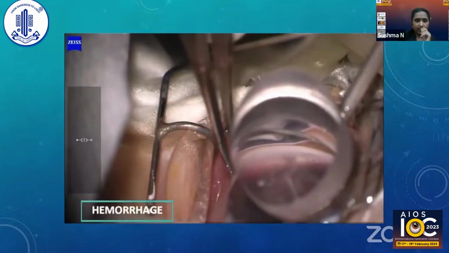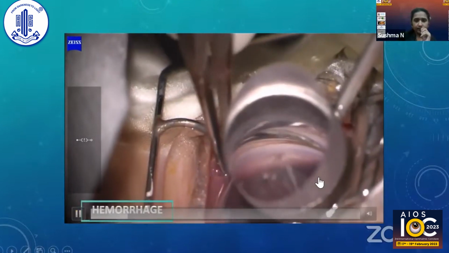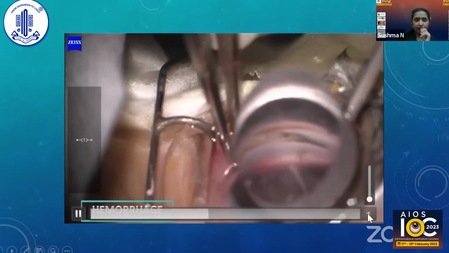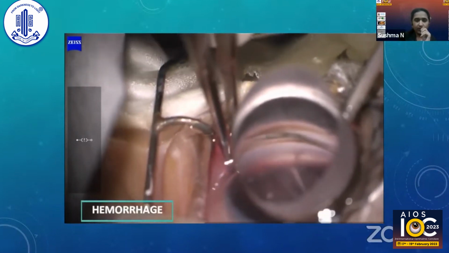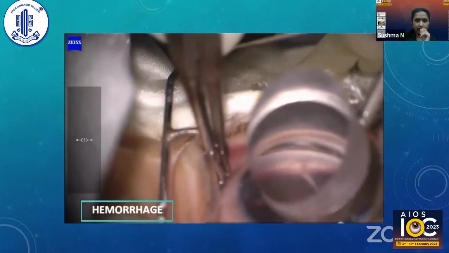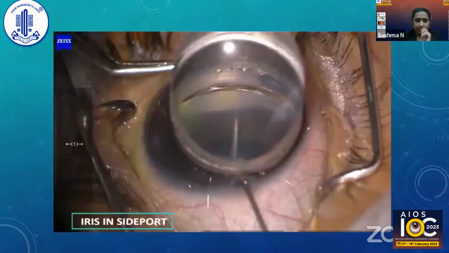So this was the first complication as I described, and this is the most common. Many times there can be minimal or no hyphema, or sometimes there can be profuse hyphema, but irrigation aspiration and putting of the air bubble takes care of this hyphema.